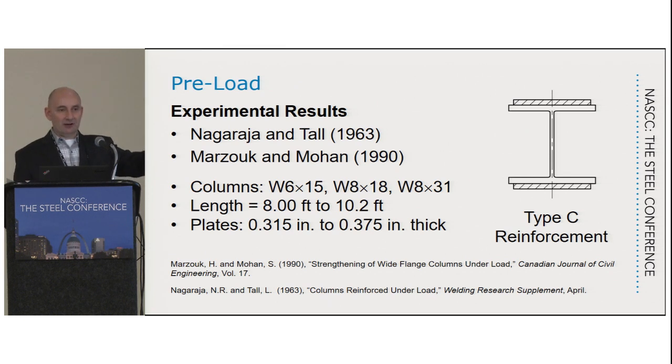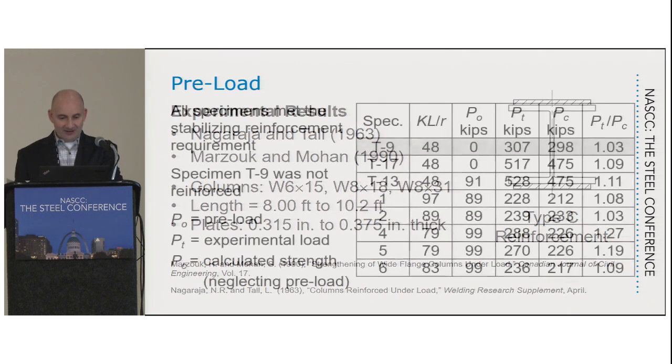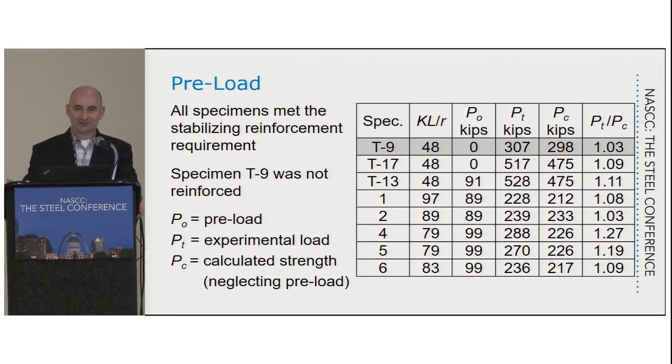Actually, what we did is we plotted all those results and came up with the 0.85. Okay, but it's even more fun to look at the experimental results. This one in 1963 we'll talk about first, and then we'll briefly hit the 1990. It's all based on what they call the Type C reinforcement, which of course is my favorite. So I was glad to see that it was somebody else's favorite too.